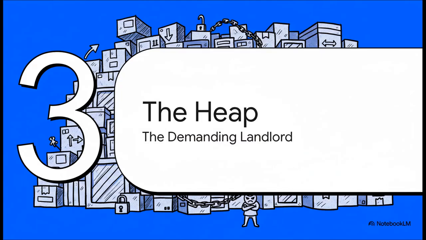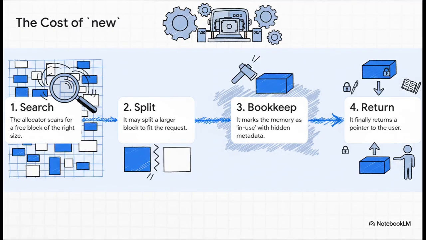Okay, so that's our organized butler. Now let's meet the other character in this story, the heap. And if the stack is a butler, the heap is like a gigantic, flexible warehouse, but it's run by a very, very demanding landlord. See, unlike the stack's simple setup, asking the landlord for space with the new keyword kicks off this whole complicated song and dance. The system has to search for a free spot, maybe it has to split a bigger spot to make it fit, it does a bunch of bookkeeping, and only then does it give you the memory. All of that adds up to some serious overhead.